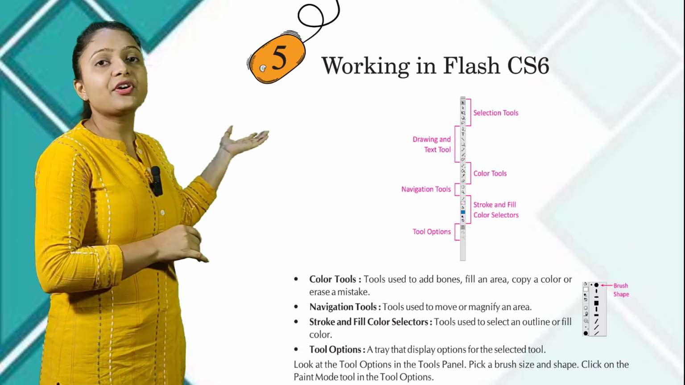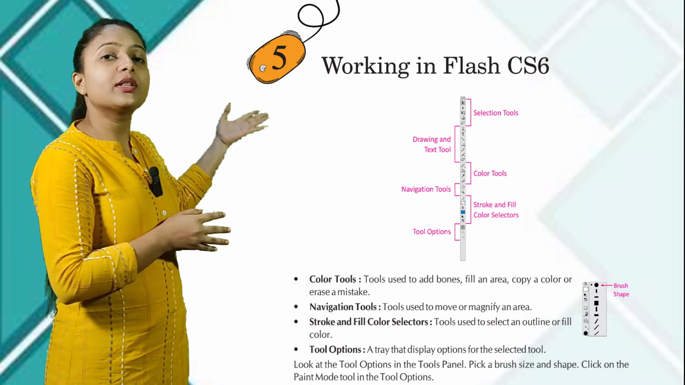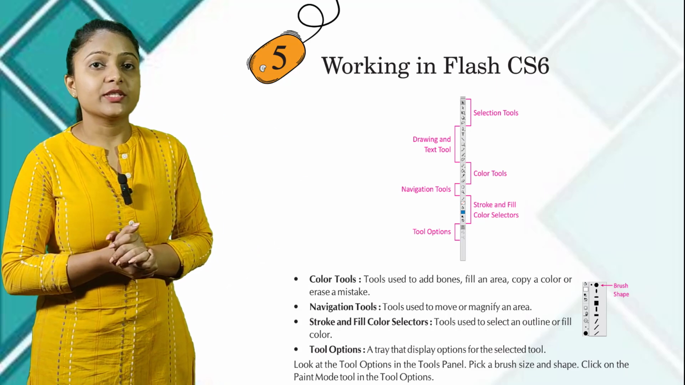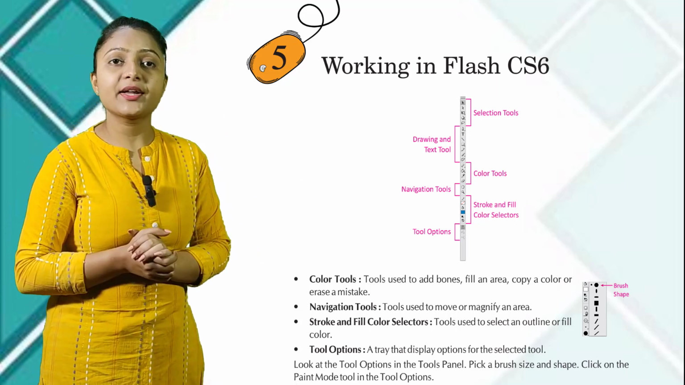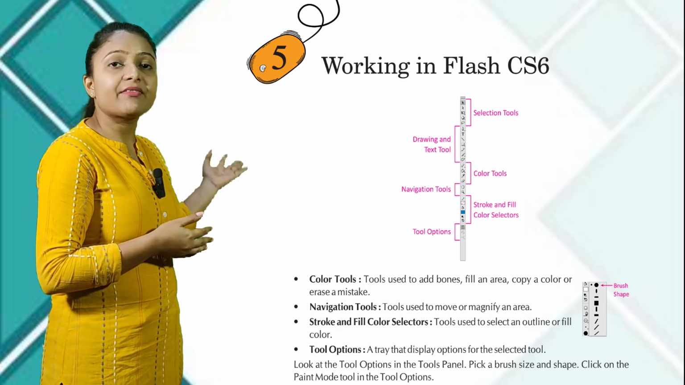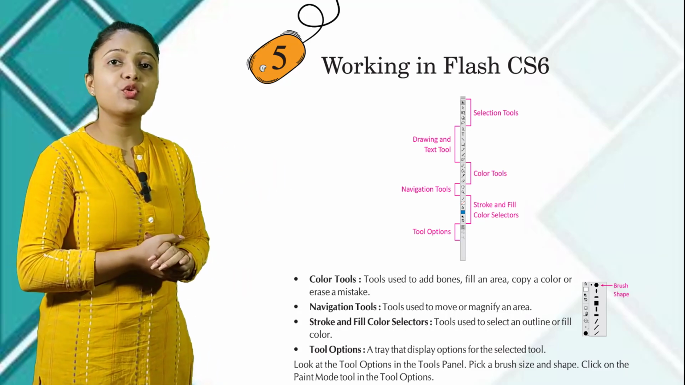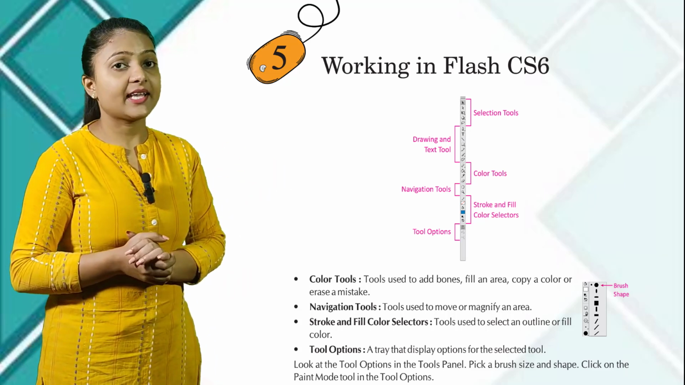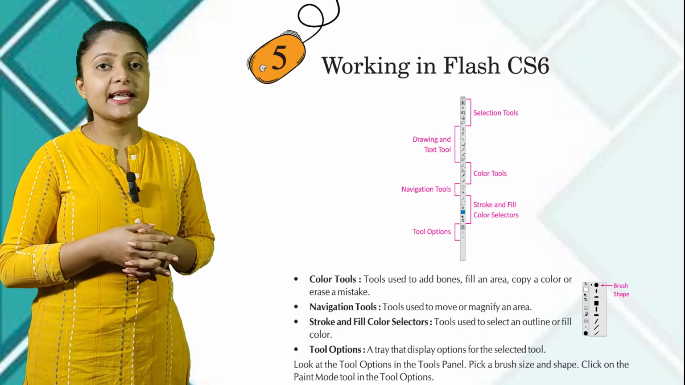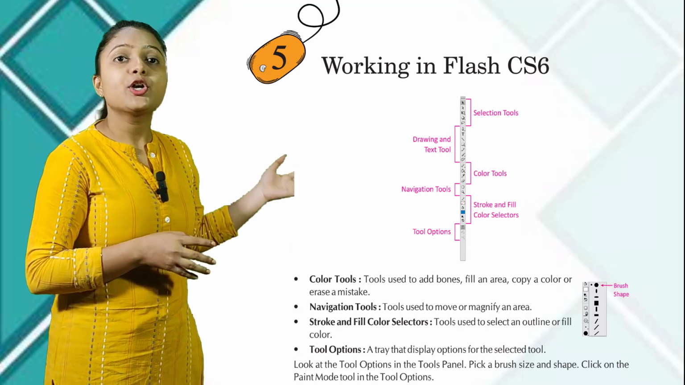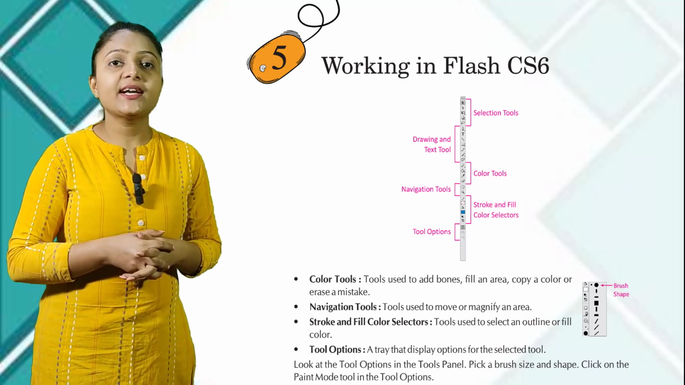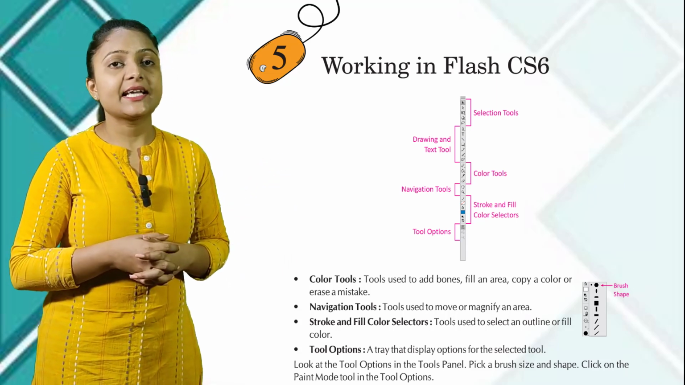These are the icons for different tools. You can see all the tools given here. Color tools: tools used to add bones, fill an area, copy a color or erase a mistake. Navigation tools: tools used to move or magnify an area. Stroke and fill color selectors: tools used to select an outline or fill the color. Tool options: a tray that displays options for the selected tool.